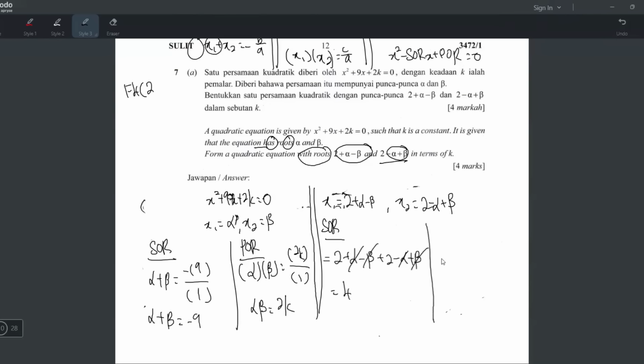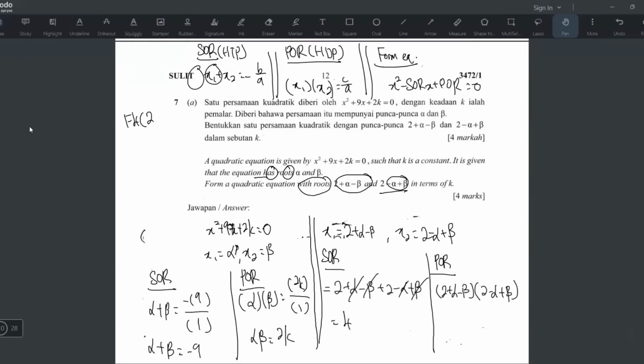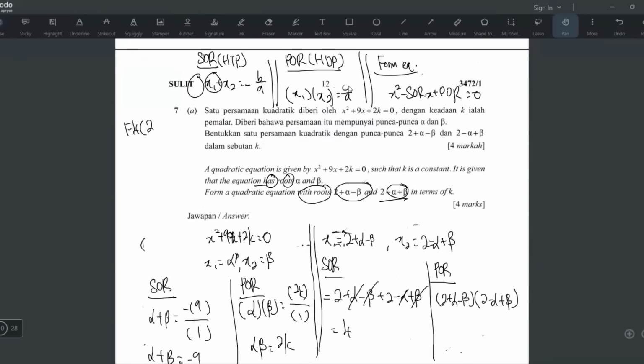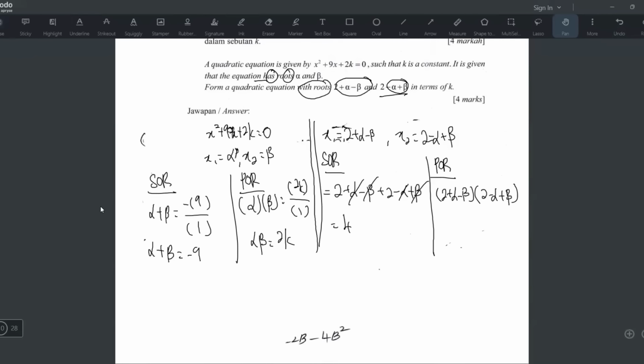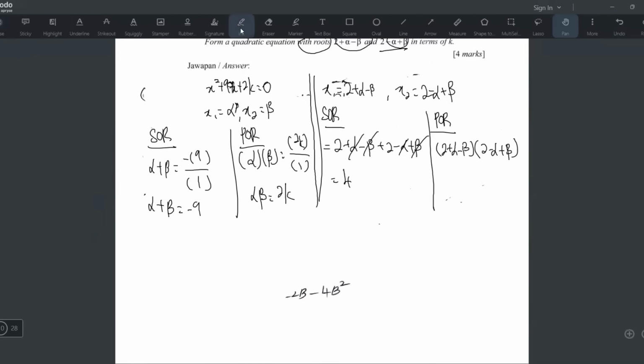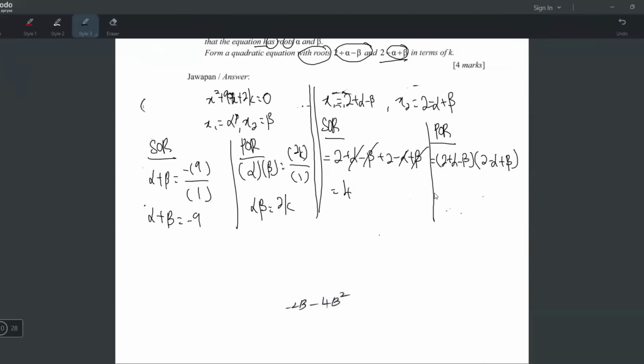For the POR, you kena darab lah. You will just take 2 plus alpha minus beta multiply with 2 minus alpha plus beta, and I will write in bracket like this. Tak payah tulis itu equals c over a. Because usually when you want to form equation, you will not have the ABC. Because if you have the ABC, then why else you want to form, right? You are forming equation because you don't know the ABC. Alright, sekarang kita kena darab.